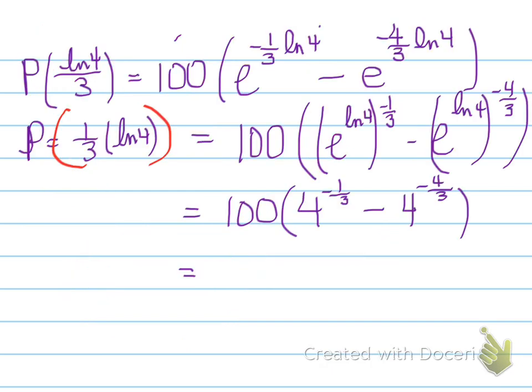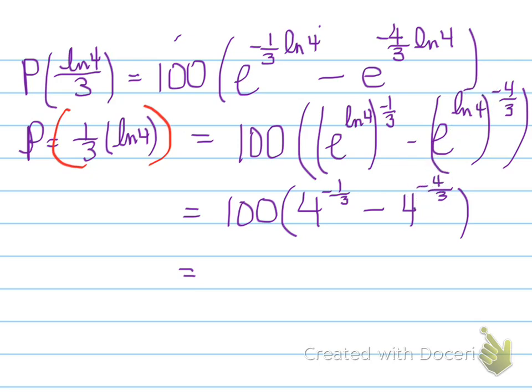So back to the previous question, what we have here is that we have 100 times 4 to the negative 1/3 minus 4 to the negative 4/3. Where did that come from? Looking here, it's e to the ln 4 minus e to the ln 4. E to the ln 4 is equal to 4. That's where the 4 came from, with the exponent negative 1/3 minus 4 to the exponent negative 4/3.